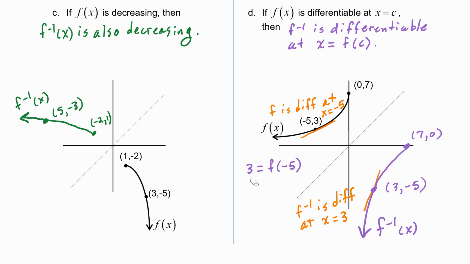Because remember that 3 is equal to f of -5. So the corresponding point, if you're at x equals c on the graph of f, then you have to be at x equals f of c on the graph of f inverse. And really, this is just another example of x becomes y and y becomes x. The y value on the graph of f becomes the x value on the graph of f inverse.